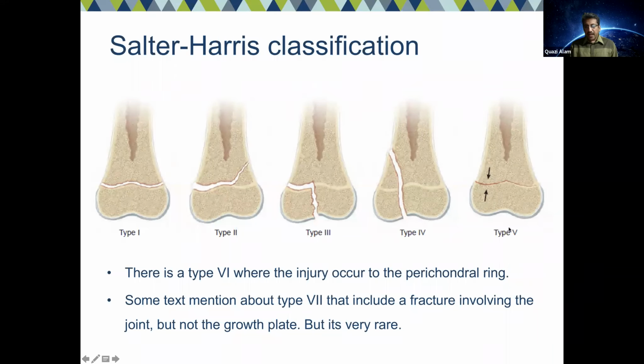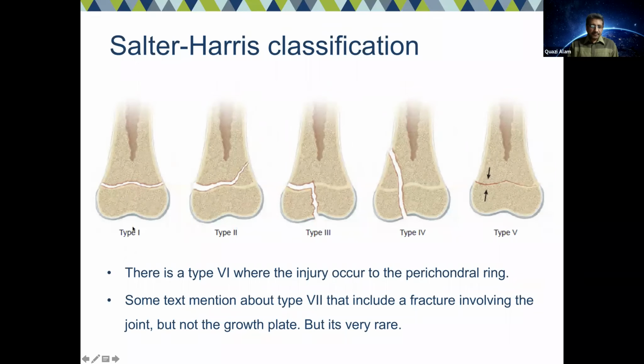It is actually a fracture involving the epiphyses along with an intra-articular fracture, but this fracture line never touches the growth plate. So it is not very much recommended by many authors to be included in the classifications. So we should focus on the main 5 types of Salter-Harris classification of physeal fractures.